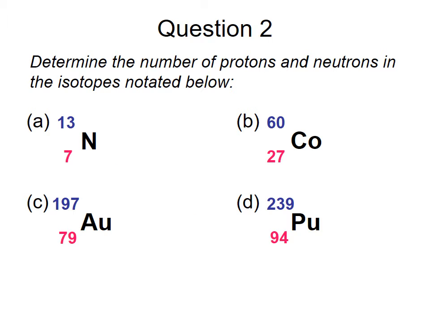Okay, question 2. Determine the number of protons and neutrons in the isotopes shown below. Okay, so again, pause the video now and have a little think about it.